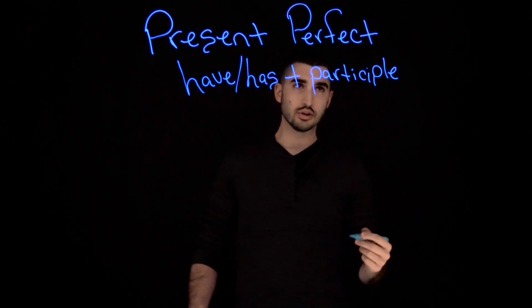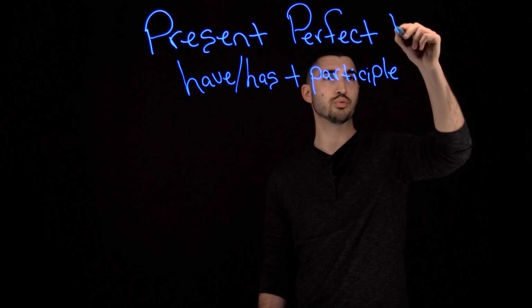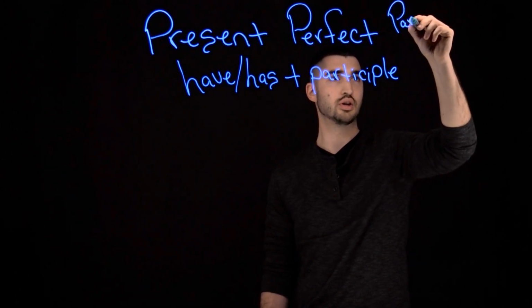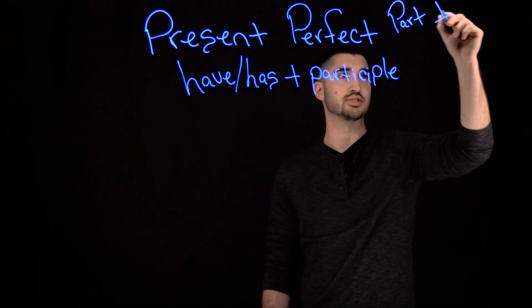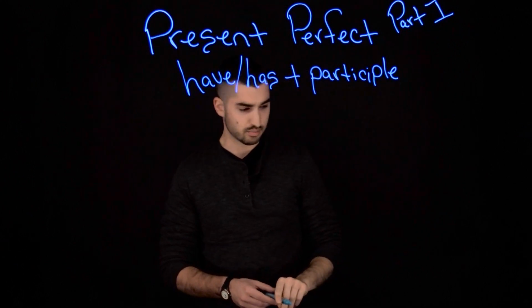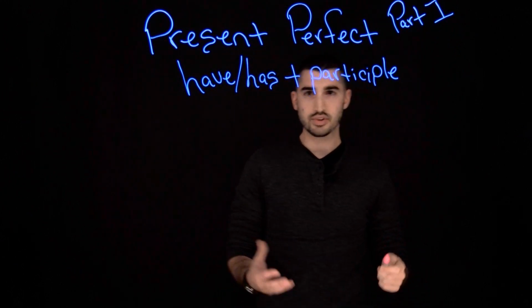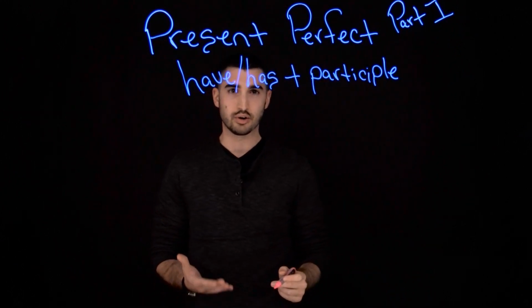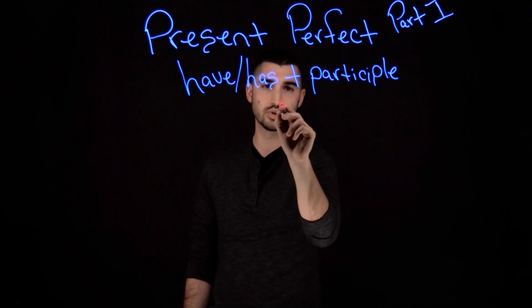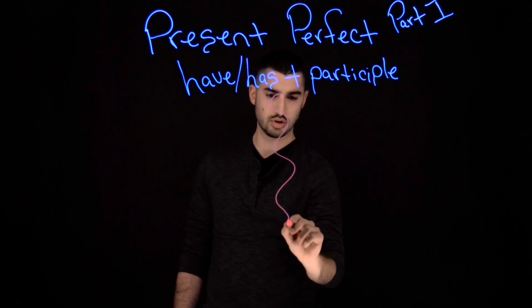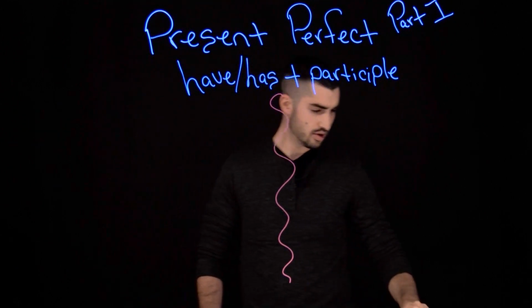And in this video, this is actually going to be a part 1 video. There's actually 4 different ways that you can use the present perfect verb tense. And for this video, I'm going to be talking about 2 ways that we can use it. So I'm going to divide the board into 2 pieces.